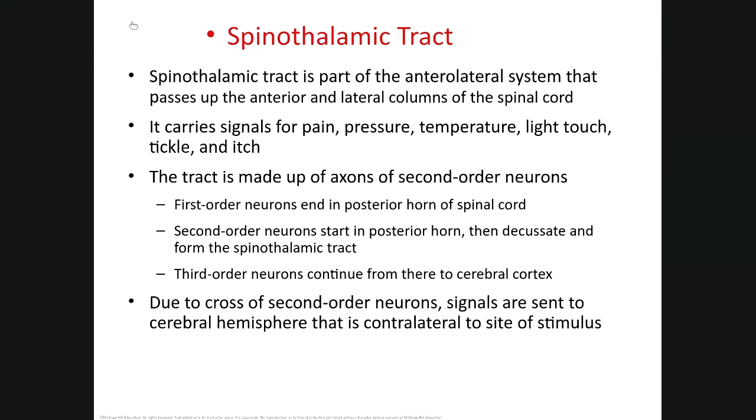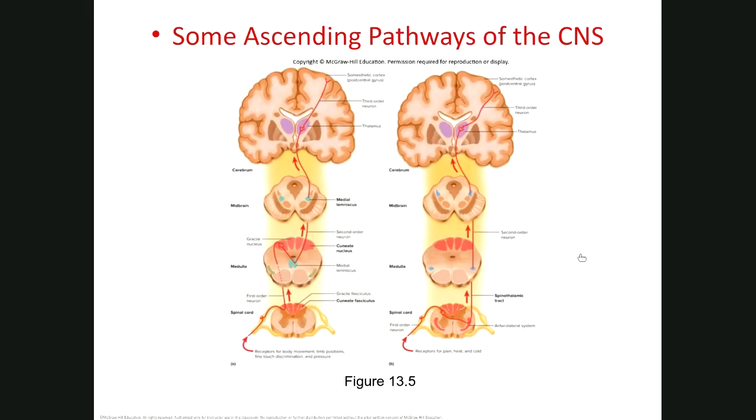The first ends in the posterior horn from the peripheral to the spinal cord. The second order starts from the posterior horn and then decussates or crosses over to the other side. And the third order continues from there to the cerebral cortex. This will end up in a contralateral stimulus to the other side, your spinothalamic tract. All right.